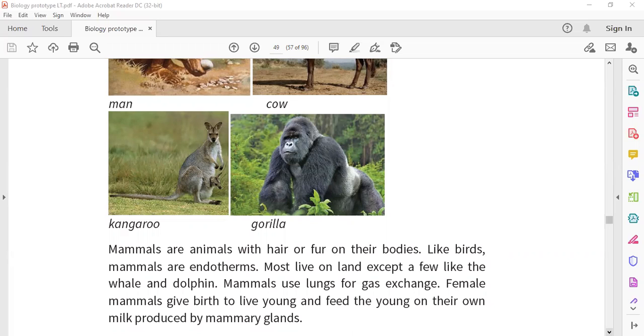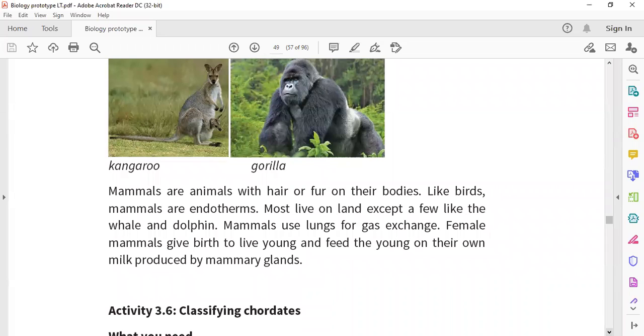This information is not in your books, but it's information we need to know, because someone is asking, can we classify them differently? Now, the placentals are the ones which give birth to live young ones. They produce young ones that are already fully developed, and then they start feeding them on milk, which is produced by the mammary glands. So those are the three groupings we have for the mammals.